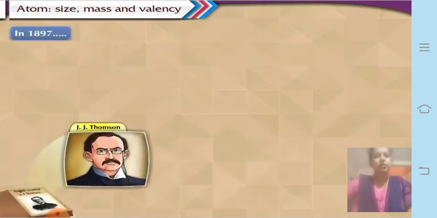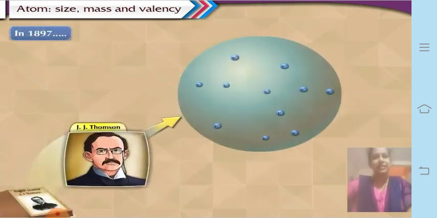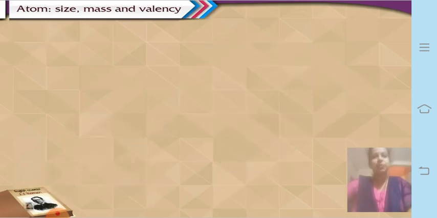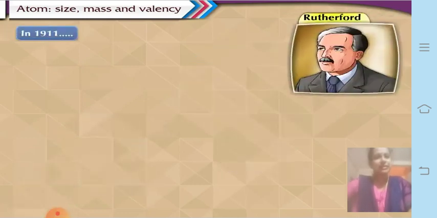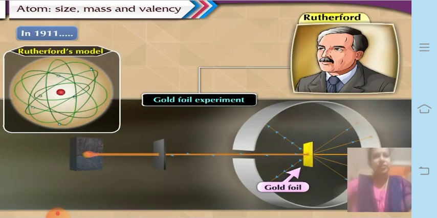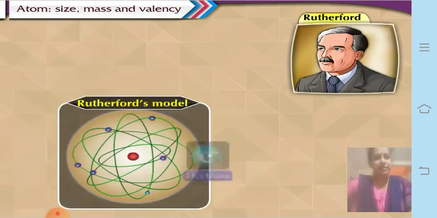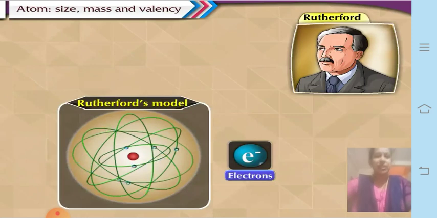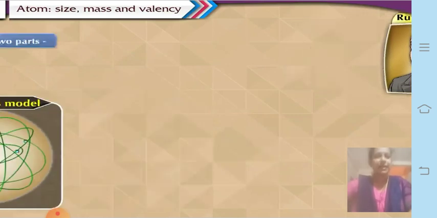According to the J.J. Thomson model, which was given in the year 1897, he put forth the plum pudding model, in which there are negatively charged electrons which are embedded in the positive charge. In the year 1911, Rutherford put forth this gold foil experiment, in which he said that the atom consists of a tiny, dense or massive nucleus, and the electrons are revolving in the orbits, which are negatively charged.